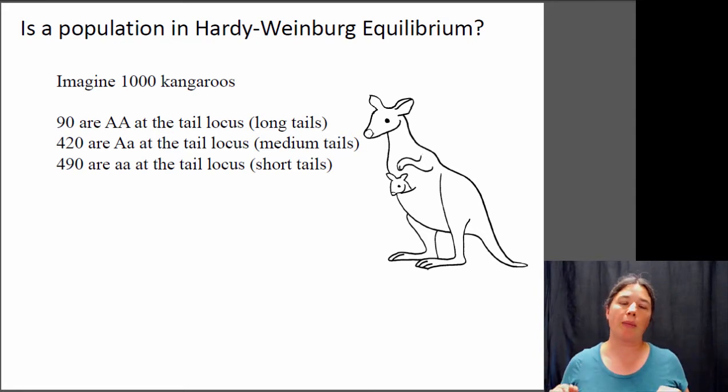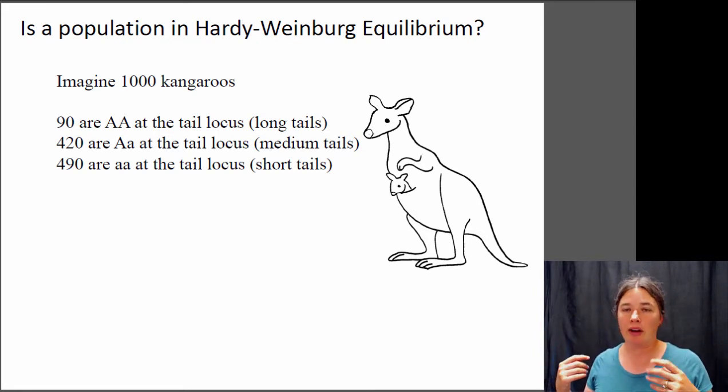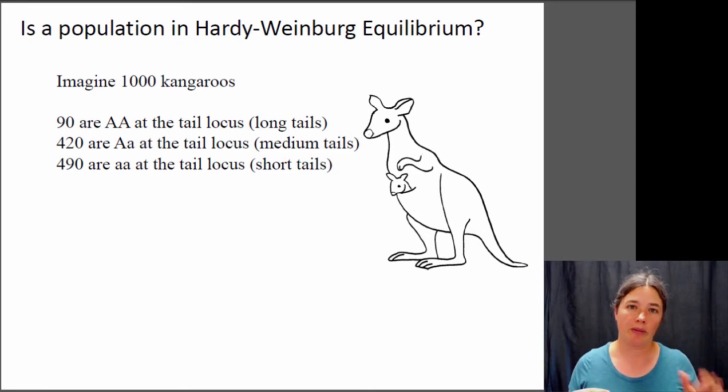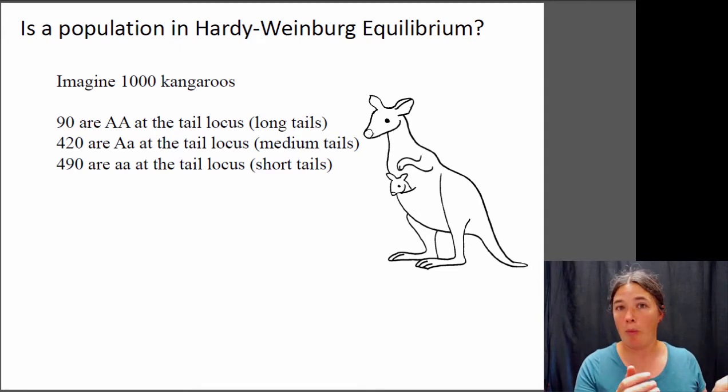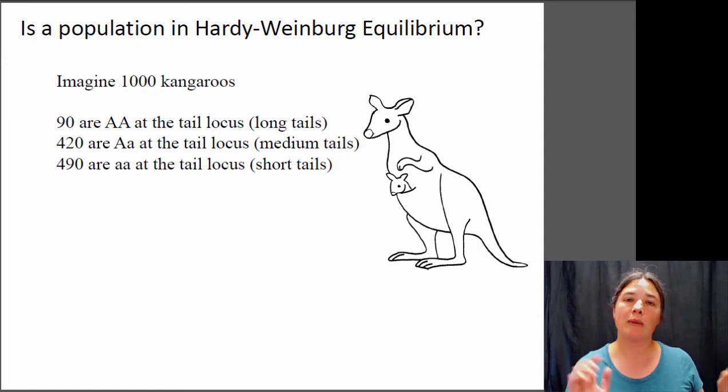So if you look at our population here, we have kangaroos that look different. We've got kangaroos with long tails, kangaroos with medium tails, kangaroos with short tails. And this is determined by a single gene, A, and that gene has two alleles. So you can be a big A homozygote, in which case you have a long tail. You can be a big A, little a heterozygote, in which case you have a medium tail, or you can be a little a homozygote, in which case you have a short tail.